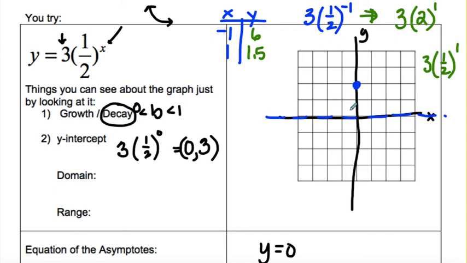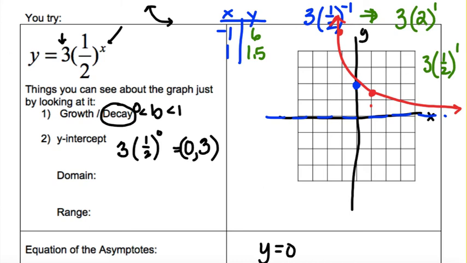And let me plot those points. So (-1, 6). So it's going to be way up here. And then (1, 1.5), right about here. And then I have this falling exponential graph going like that.